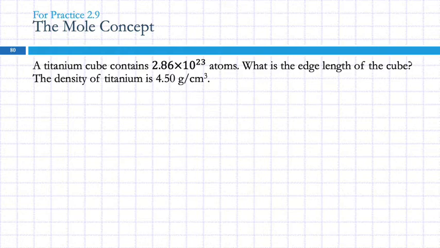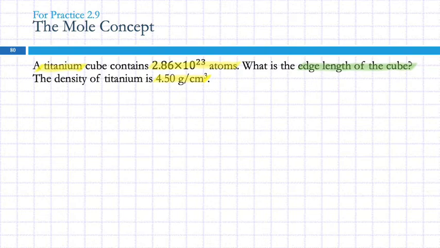So a titanium cube contains 2.86 times 10 to the 23rd atoms. What is the edge length of the cube? The density of titanium is 4.50 grams per cubic centimeter. Well, I'm going to highlight the numbers that they gave us. This many atoms, and this density, and it's titanium, that's important. And what are they asking for? The edge length of the cube.